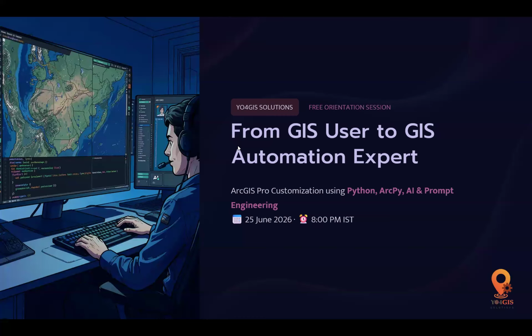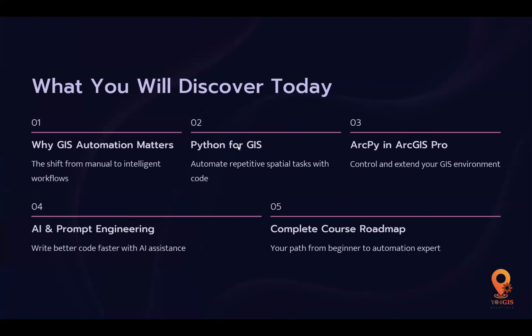So in today's session, what are the things we are going to discuss? First thing is why GIS automation matters. For the last 20 years we have been working with ArcGIS, with QGIS, with many different GIS software. Then what happened all of a sudden? Why is everyone talking about automation? Why does GIS automation matter in our projects, and in our career?